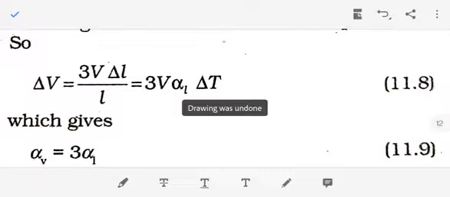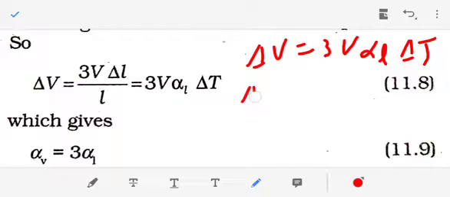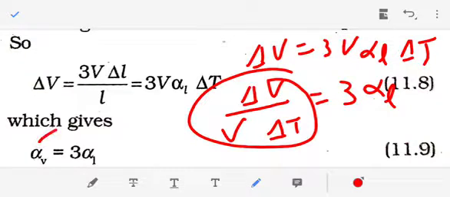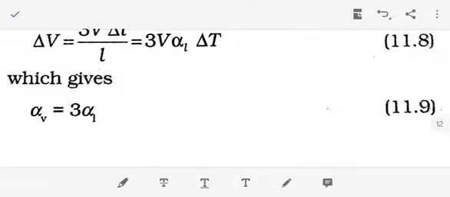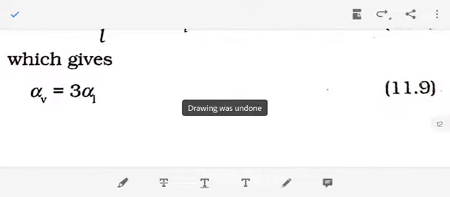And we know that delta V is equal to 3V alpha L delta T, and delta V upon V delta T is equal to 3 alpha L, and this value is equal to alpha V. That means alpha V will be equal to 3 times alpha L. This shows that the coefficient of volume expansion is 3 times the coefficient of linear expansion.